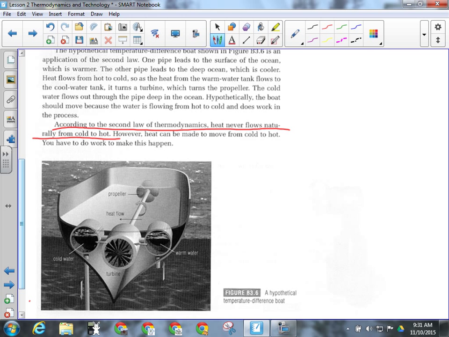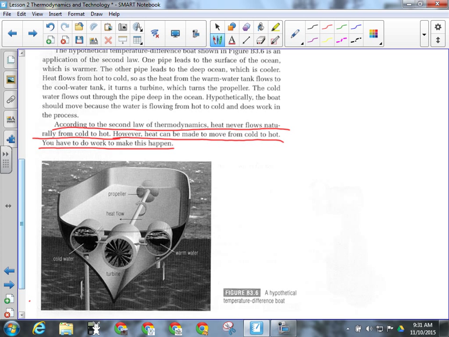But heat can be made to move from cold to hot. It never does it naturally, but it can be made to do it as long as we put in work. As long as we put in energy, we can make it go against the second law. But you have to do work to make that happen. That's what your fridge does and what your air conditioner does. They're what we call heat pumps, which is the next thing.